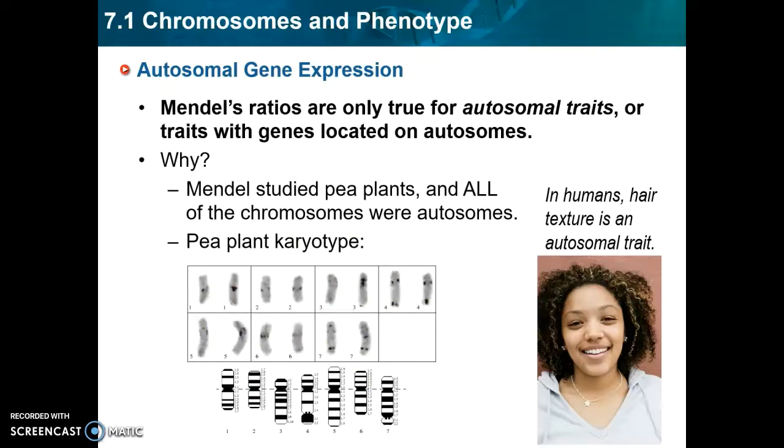That's because pea plants only have 7 pairs of chromosomes, and none of them are X or Y. They're just numbered 1 through 7. So all of the genes that Mendel studied were on autosomes within the pea plant. There are many traits that are autosomal in humans. In fact, most of them are autosomal. One example would be hair texture, as you can see here on the right. So basically, any gene that's located on chromosomes 1 through 22 in humans would be considered an autosomal trait.